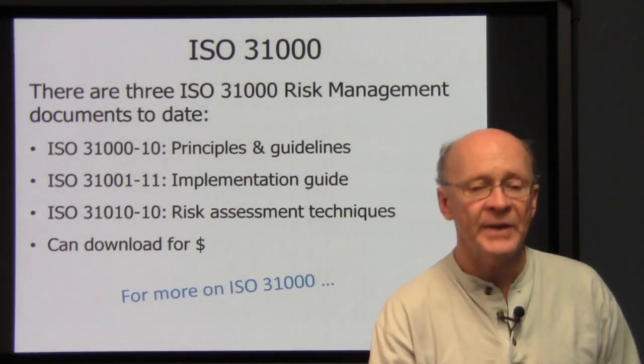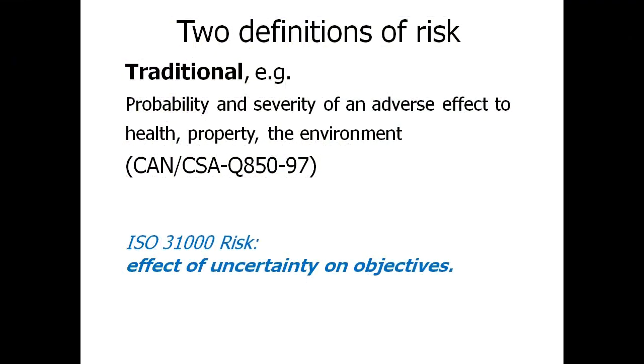In our traditional definition of risk that we've used in natural hazards, we combine the probability and severity of an adverse effect on health, property, or the environment. In ISO 31000, we define risk as the effect of uncertainty on our objectives. So we have a very different definition of risk, and that changes a lot of things.